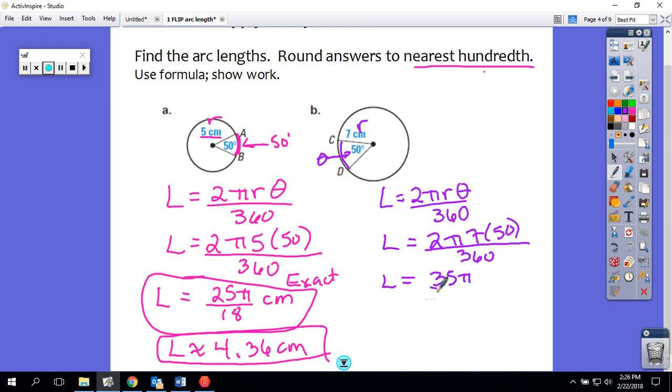And you should get 35 pi over 18, and again our units were centimeters. If I make that a decimal, that's about 6.108, so about 6.11 centimeters. All right, so notice that unlike arc AB, the measure of arc CD is 50 because it's the center rule, angle equals arc, but because circle B is larger, has a radius of 7 instead of 5, the length of the arc is longer.